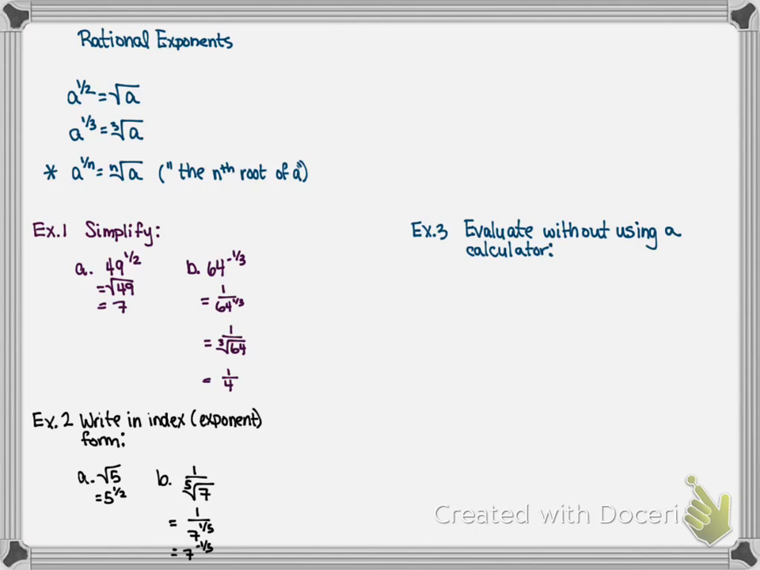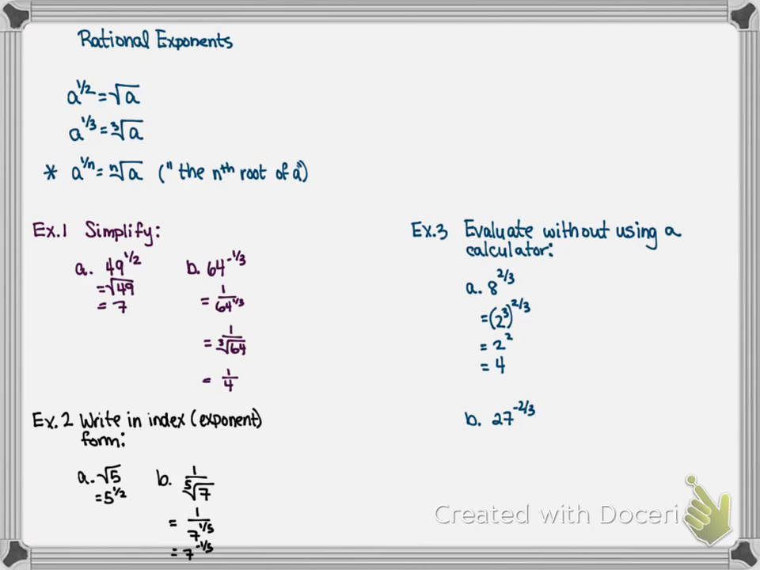Example 3, evaluate without using a calculator. 8 to the 2/3 power. Well, 8 can be written as 2 cubed. This is raised to the 2/3 power. Okay, power to a power, we multiply our exponents. So 3 times 2/3 is 2. This becomes 2 squared, which is 4.